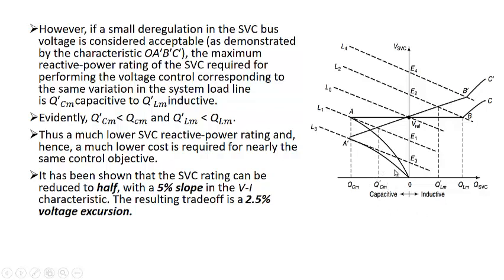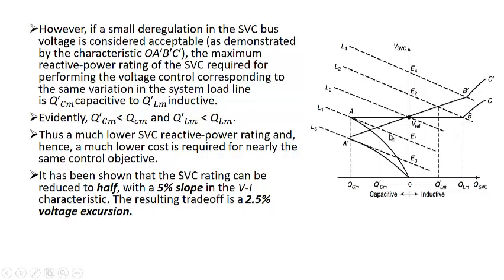Having incorporated slope in this characteristics, a lesser reactive power rating is required for the SVC, and by doing so we'll be able to lower the cost of the SVC. It has been shown that the SVC rating can be reduced to half with a slope of 5% in the VI characteristics. That means if we have a 5% slope in the SVC characteristics, we can reduce the SVC rating to half. The resultant trade-off is 2.5% voltage deviation.